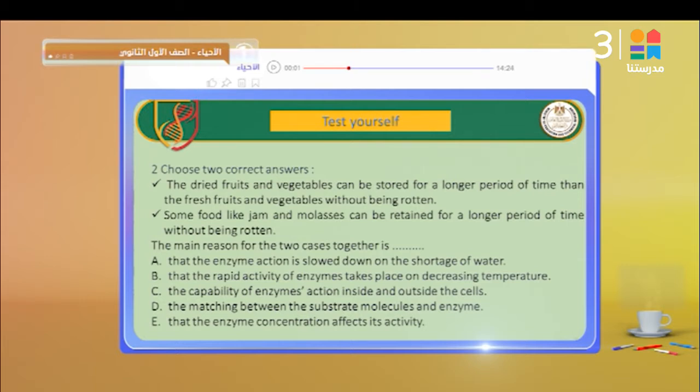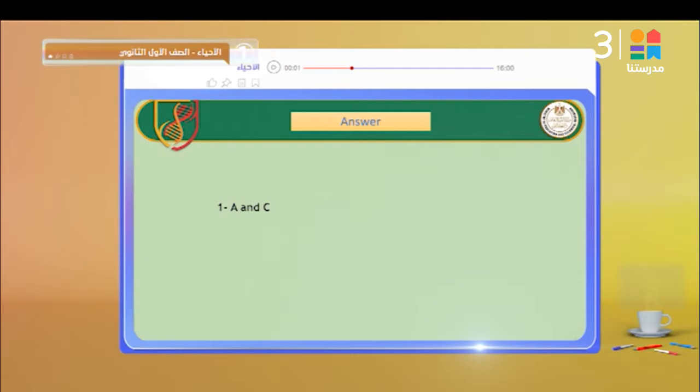Okay? The enzyme action is slowed down on the shortage of water. That's right or no? The rapid activity of the enzyme takes place on decreasing temperatures, not related to temperatures. We talked about the enzymes and water. It's appropriate for the growth of pathogens and the microbes. C, the capacity of the enzyme action inside and outside the cell. It's right. The matching between the substrate and the enzymes. E, the enzyme concentration affects its activity. Okay. So the best answer is A and C. Okay.